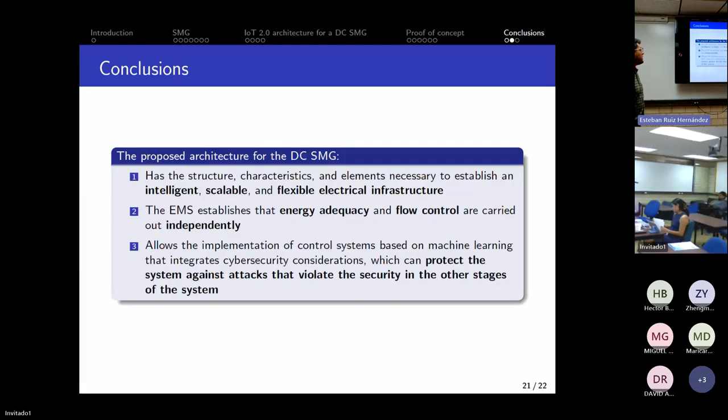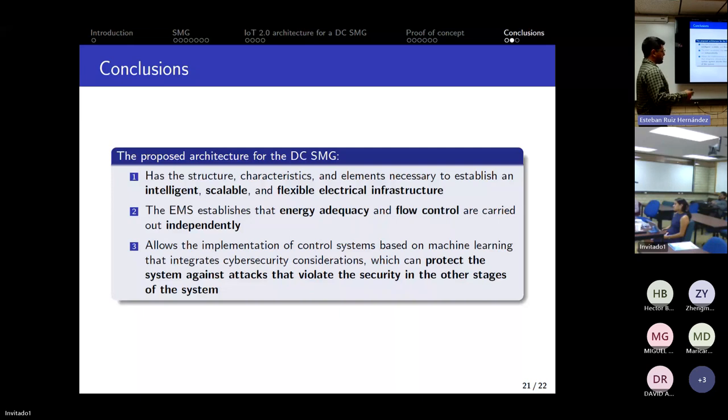So the conclusion: the proposed architecture for DC-SMG has the structure, characteristics, and elements necessary to establish an intelligent, scalable, and flexible electrical infrastructure. That is what we needed from the person rights. Two, the EMS established that energy adequacy and flow control are carried out independently. This is important because some works take the whole problem and try to solve it from the control, but this is too difficult. So this architecture allows us to carry it out independently.